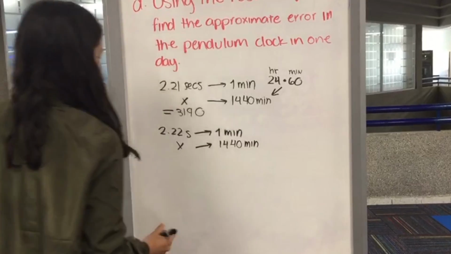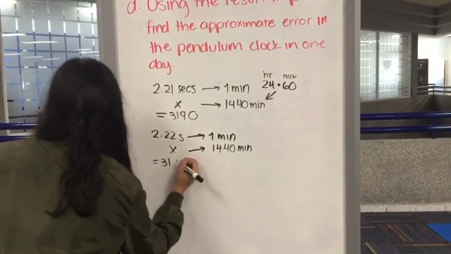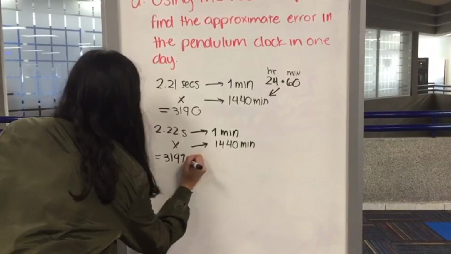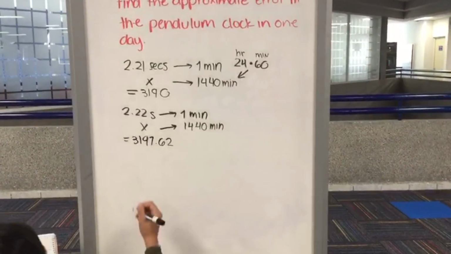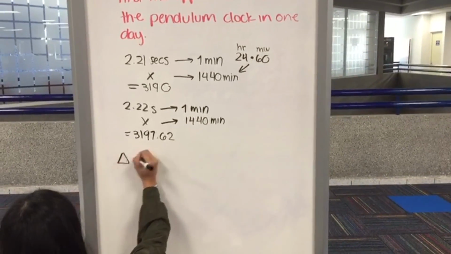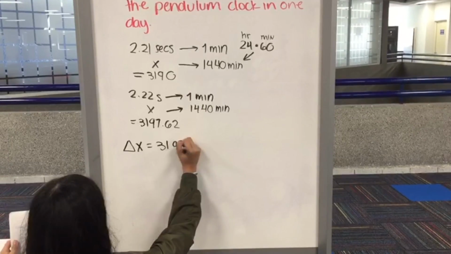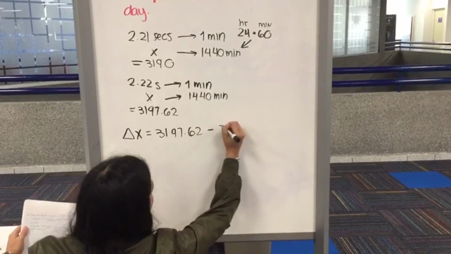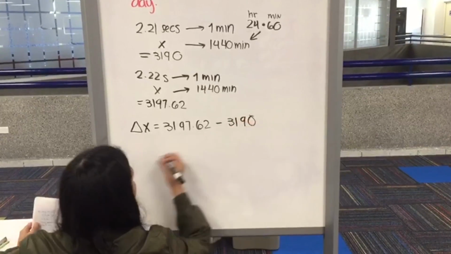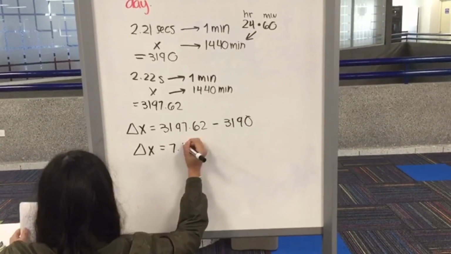Then you use the formula, which is delta x equals 3,197.62 seconds minus 3,190, and the result is 7.620 seconds. This means the clock isn't precise and it has an error of 7.620 seconds.